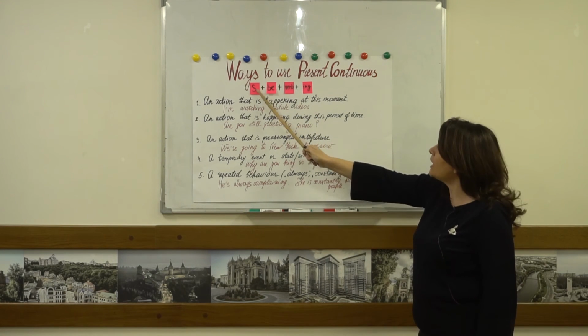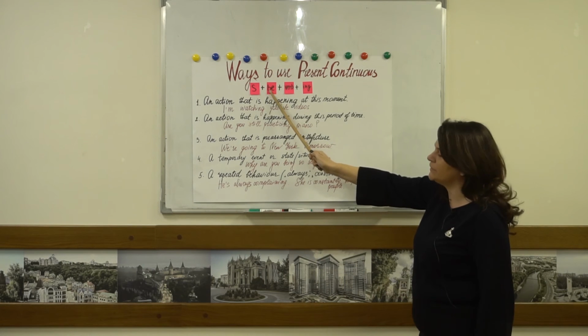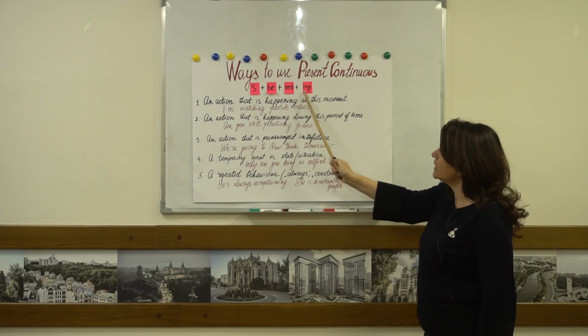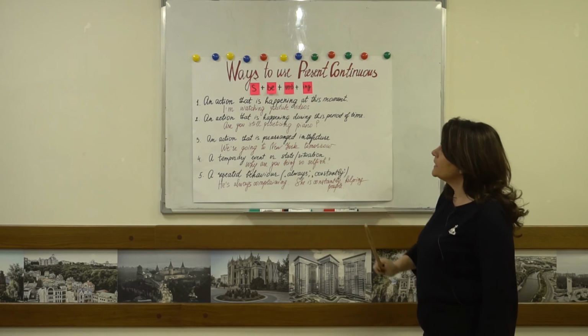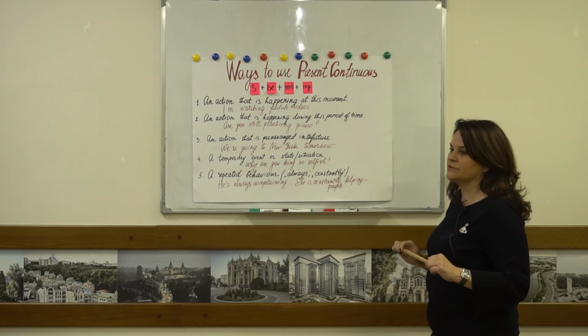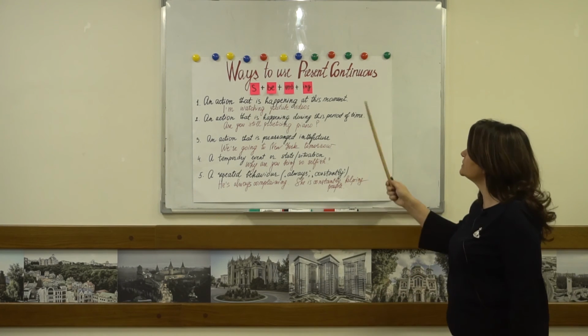For example, I am studying. Where I is the subject, be in present simple is am, and study plus ending -ing, studying. I am studying. So, briefly, the ways we use the present continuous tense in English. First, an action that is happening at this moment.